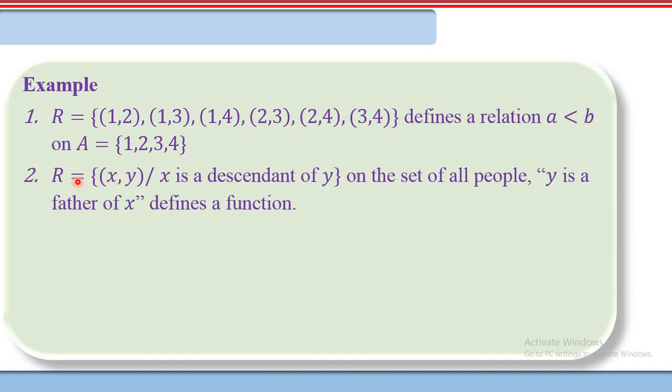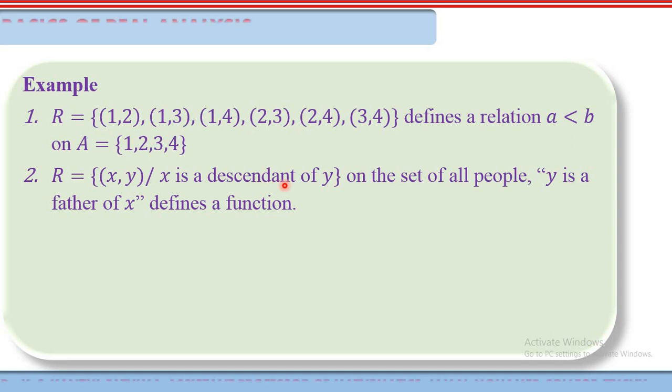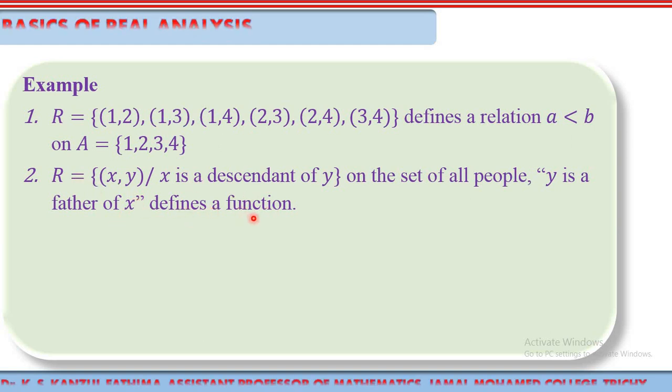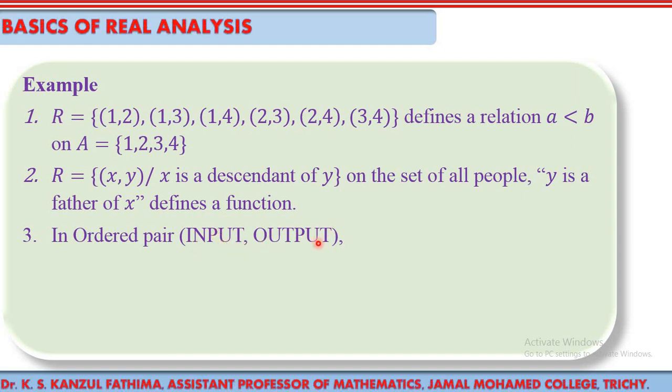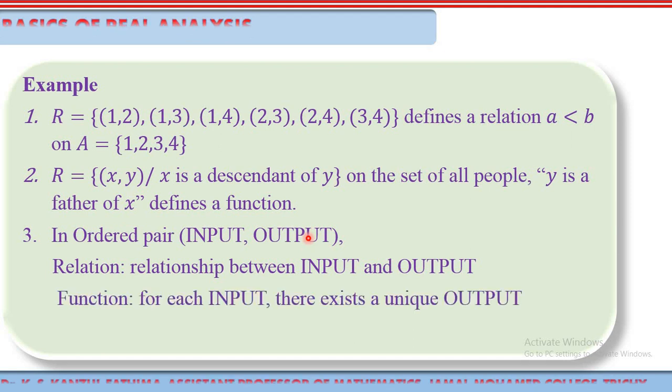Another example is R equal to the set of all (x, y) such that x is a descendant of y, on the set of all people. This situation represents a relation, and if y is the father of x, then that situation represents a function. Another example, input and output: the relation between input and output represents a function if for each input there exists a unique output.